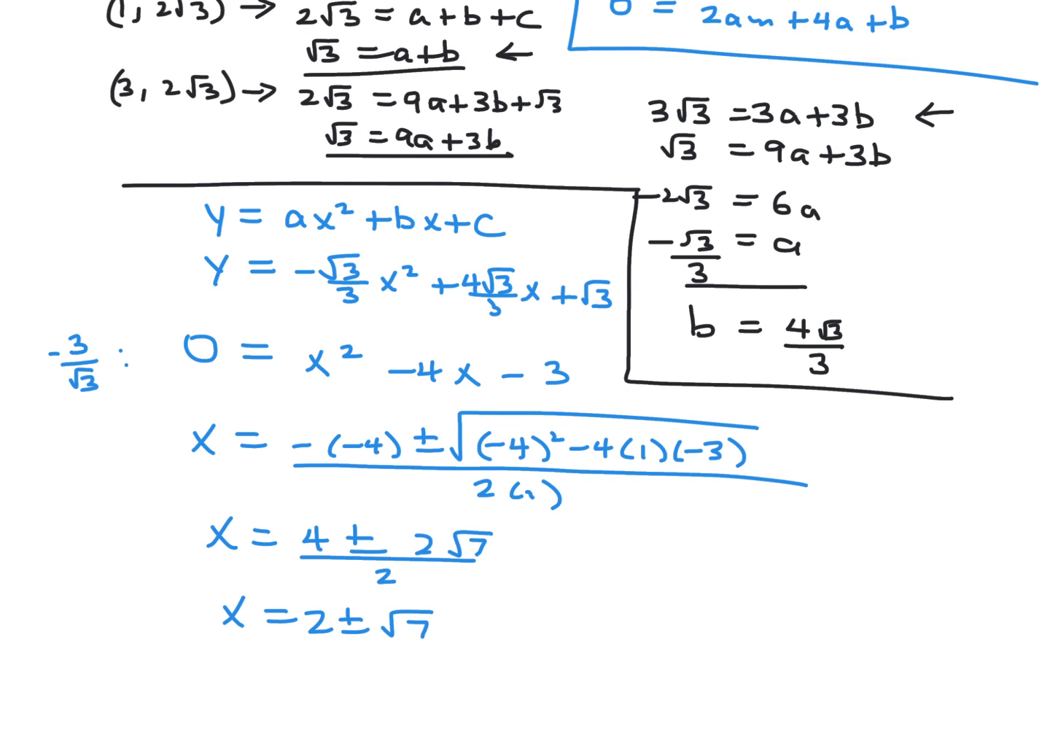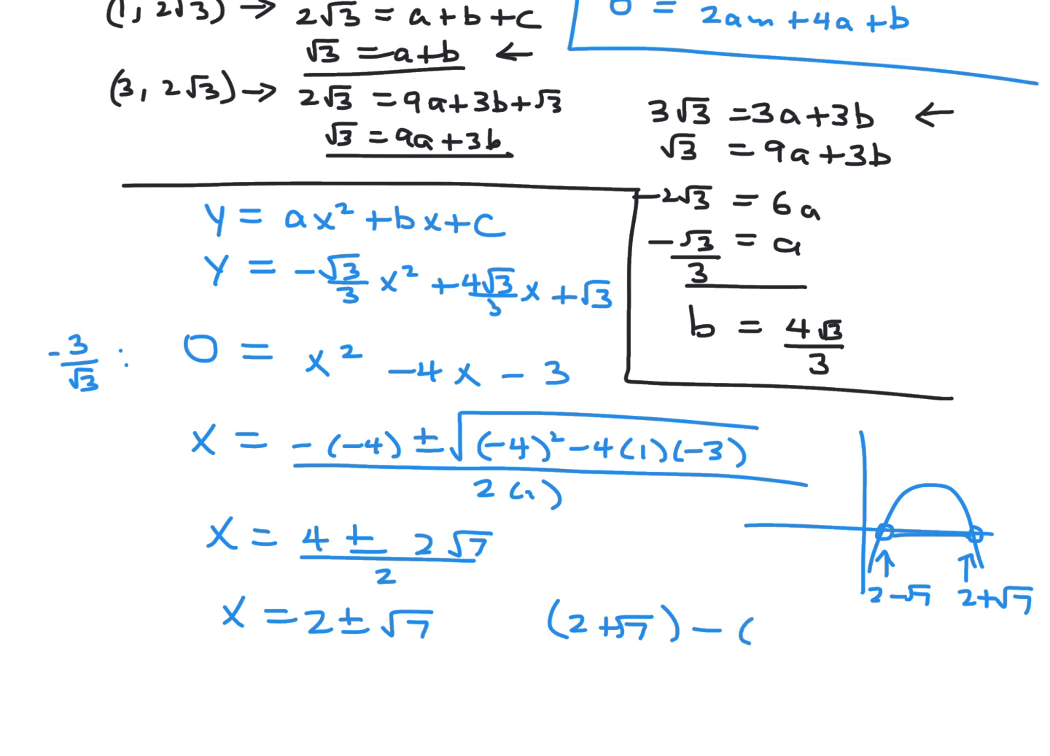So if you remember that graph, that means this guy and this guy. So this is probably the 2 minus root 7, and this is the 2 plus root 7. And then to get the distance, you would just take the 2 plus root 7 and then subtract from it the 2 minus root 7. And when you do that, you get 2 root 7. And there you go. That's the answer.